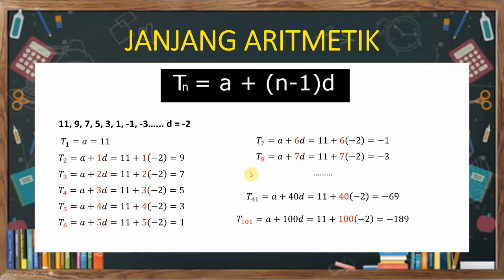So, if you would like to find the 41st term, which is A plus 40D, what you do is only use the A, which is 11, plus 40 times D, which is -2. The result is -69. If you would like to know the 101st term, what you do is just use A plus 100D. And it is 11 plus 100 times -2. It is -189.